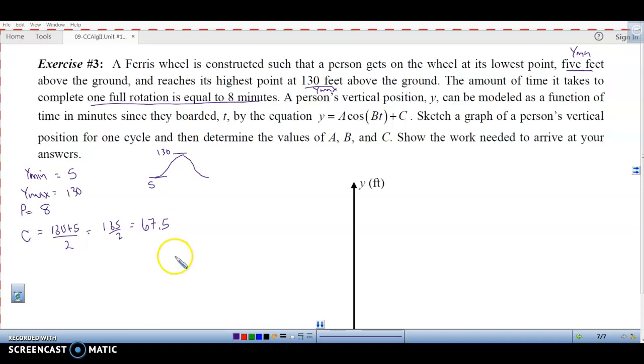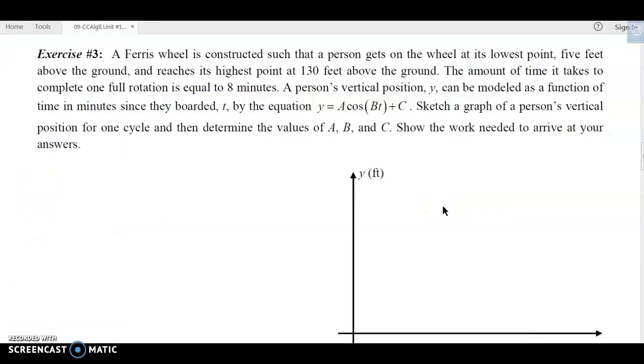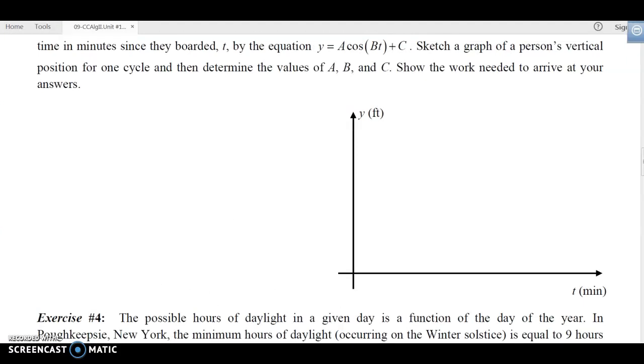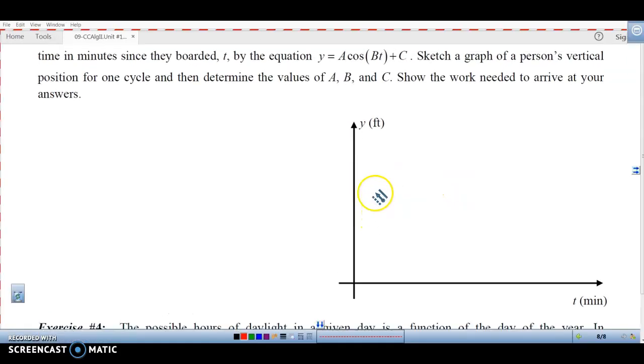Now the amplitude. Let me put this right on the graph so we're doing it here. When I draw this on my graph, my midline is going to be at 67.5. I'll put that right here. My minimum is at 5 and my maximum is at 130. So there's my graph.